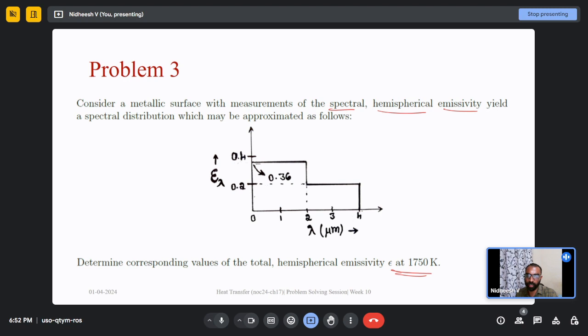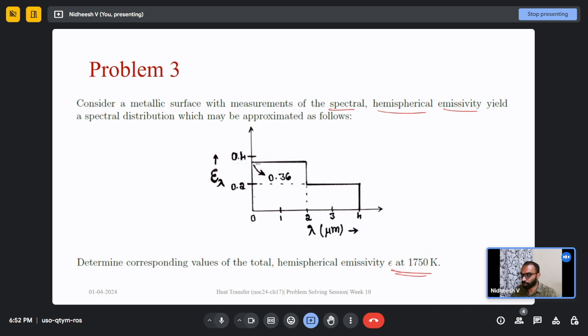And for higher values of wavelength, the emissivity is 0. This is what is given to us. From this spectral emissivity, which corresponds to different wavelengths, we now have to find the total emissivity: what would be the total emissivity corresponding to all the wavelengths at a particular temperature, 1750 Kelvin.